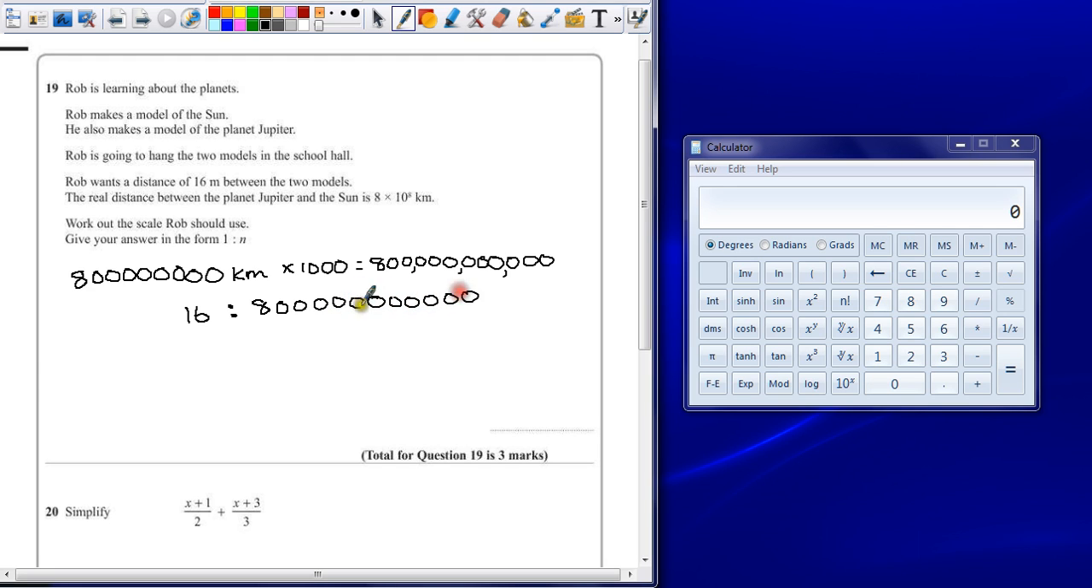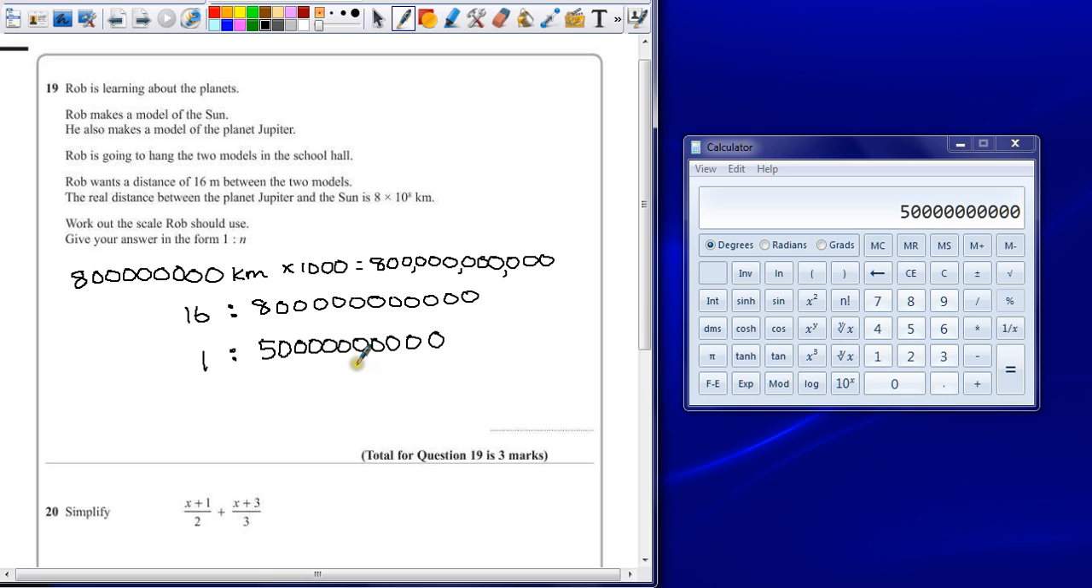So to put this in the format of 1 to n, we need to make the first number 1. So we're going to take our number of 8 with 11 zeros and divide it by 16. So this gives us a value of 5 with 10 zeros on the end.